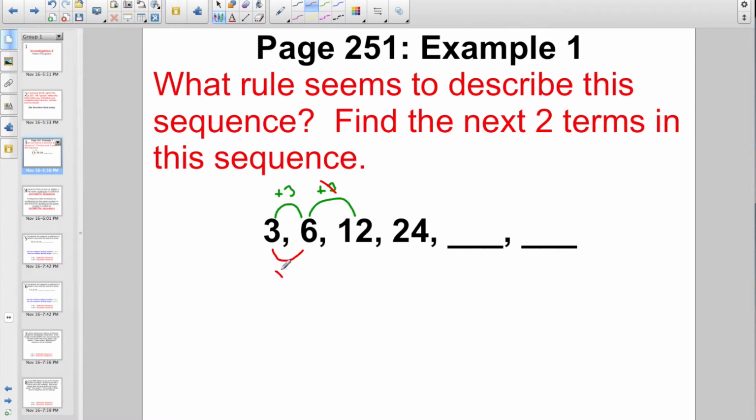I might be multiplying by 2, right? 3 times 2 is 6. 6 times 2 is 12. 12 times 2 is 24. So 24 times 2 would have to be 48, right? Can you do this one in your head? 48 times 2, that would have to be 96. So what just happened here?